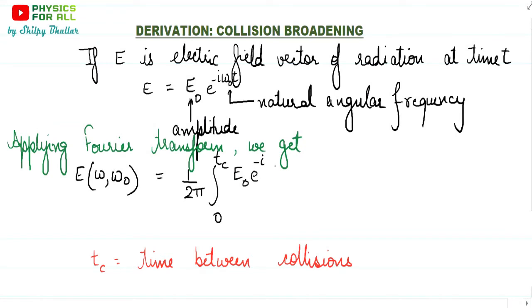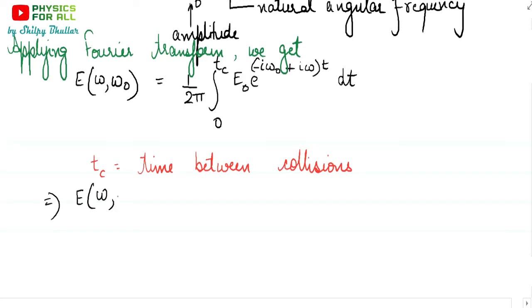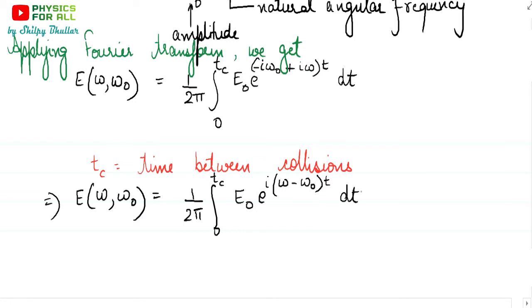E raised to the power minus iota, because whenever we have to introduce an angular frequency term, it will always go along with the iota in the exponent. So e raised to the power minus iota omega naught we have here. Now we are going to introduce this plus iota omega t. Since this is a Fourier transform and we have the integral, we have to mention the variable with respect to which integration would take place. So what we can write now is 1 upon 2 pi, integral from 0 to tc, E naught e raised to the power iota omega minus omega naught, and this is the standard expression that we try to obtain, dt.